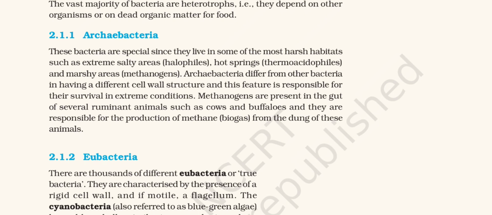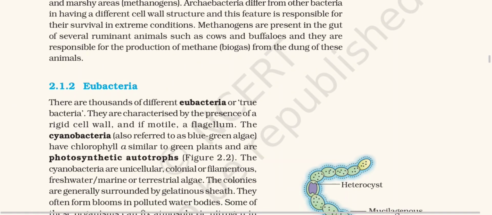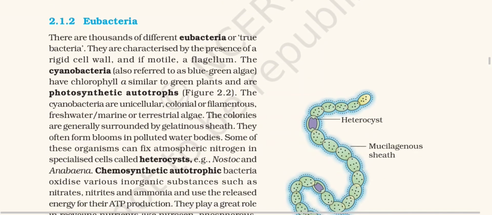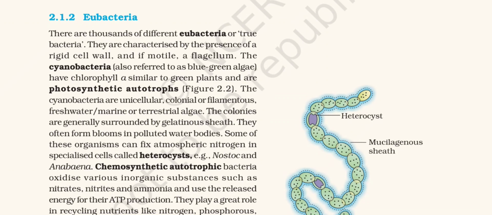2.1.2 Eubacteria. There are thousands of different true bacteria. They are characterized by the presence of a rigid cell wall, and if motile, a flagellum. The cyanobacteria, also referred to as blue-green algae, have chlorophyll similar to green plants and are photosynthetic autotrophs, Figure 2.2. The cyanobacteria are unicellular, colonial or filamentous, freshwater, marine or terrestrial algae. The colonies are generally surrounded by a gelatinous sheath. They often form blooms in polluted water bodies.